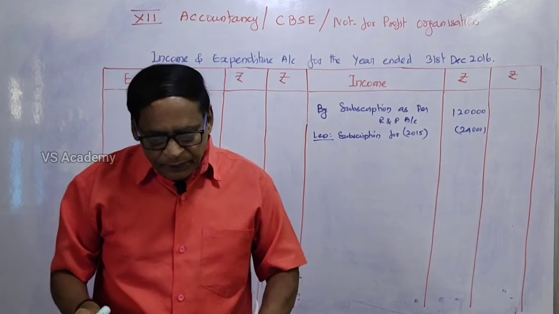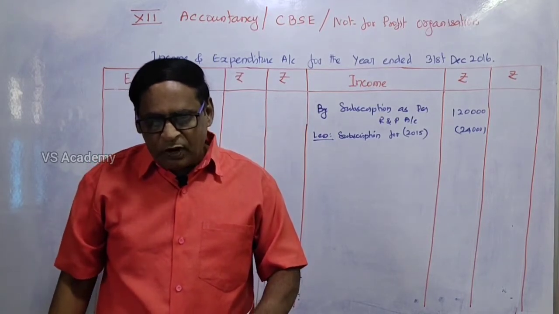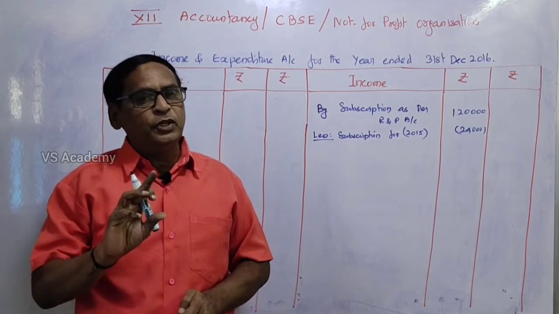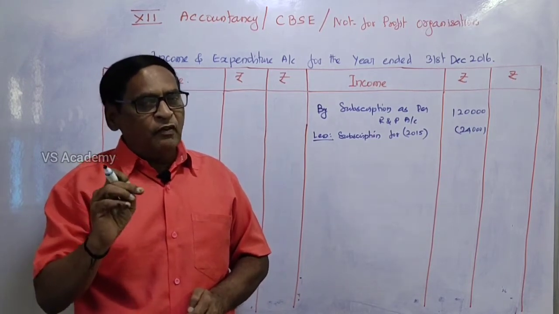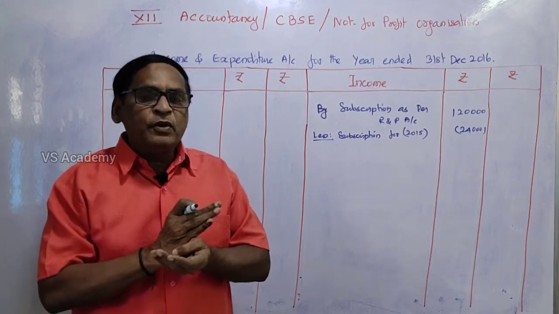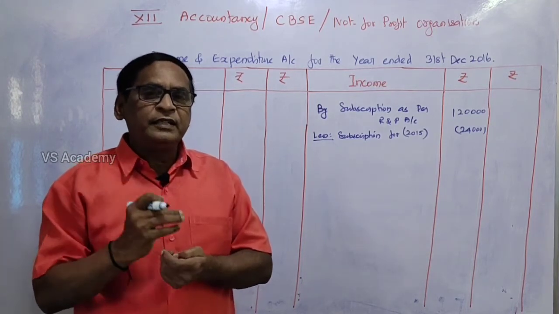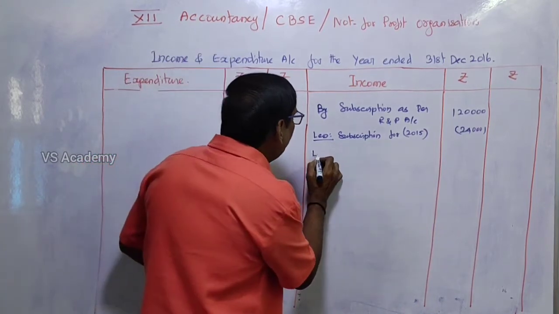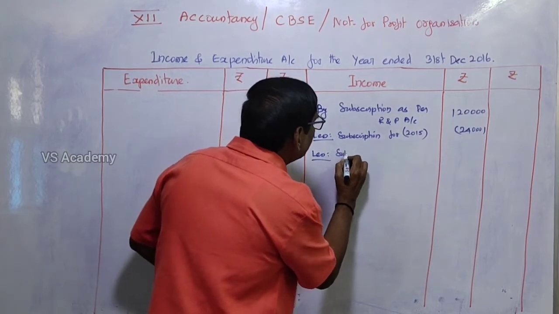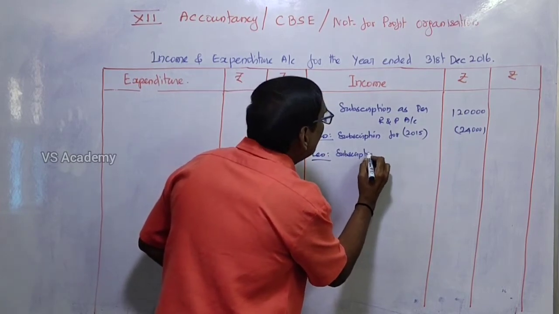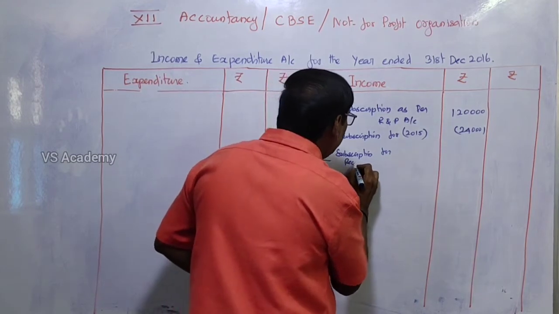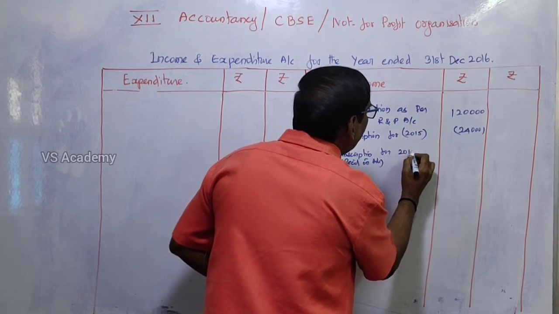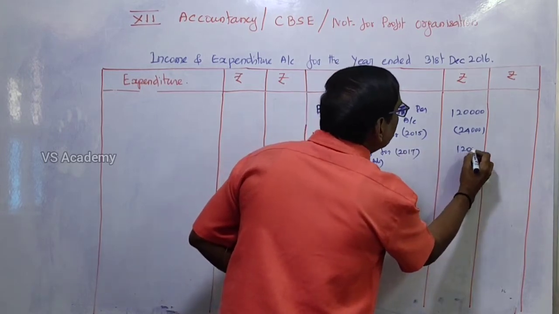And then 12,000 rupees for 2017. That means during the year we have received subscription belonging to the next year. What does it mean? We have received in advance for the next year. So it is not for this year. We have to deduct that also. So less subscription received in advance for 2017. So 12,000 rupees we have to deduct.